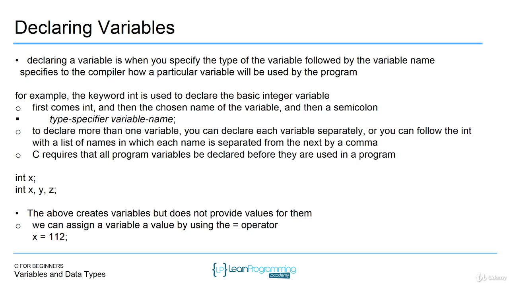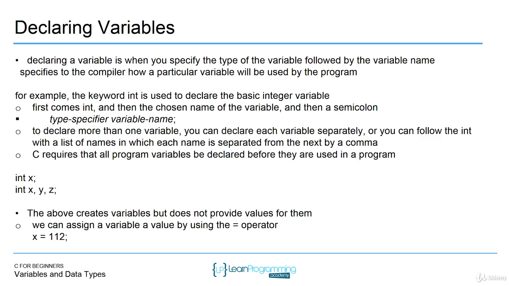But there are no values for them yet. You can assign a variable a value by using an equal operator. We're going to talk about this in more detail when we talk about operators, but this is pretty simple, and you should understand it. Assigning a variable a value, you just use equals and then the actual literal constant of the type. So in this case, x is an integer, so we assign it 112, and then we have the semicolon.